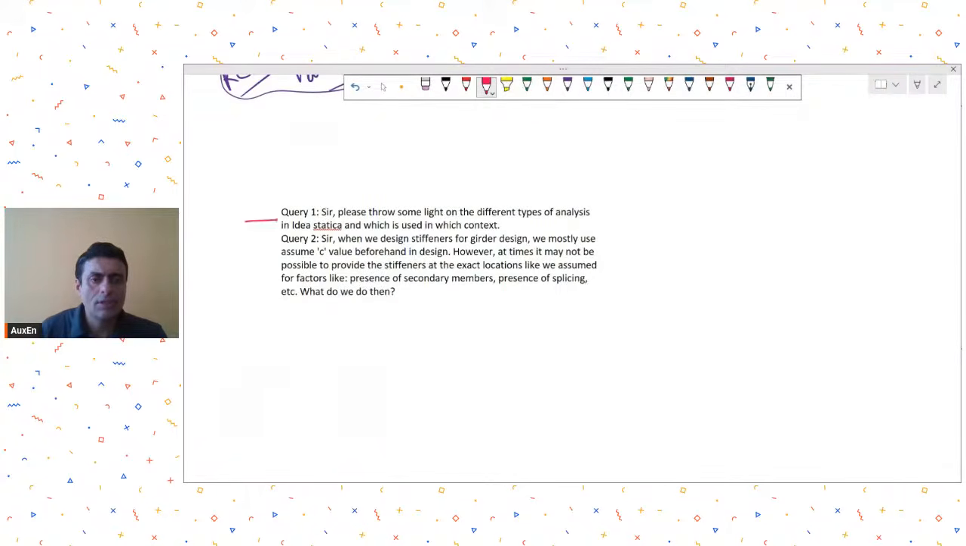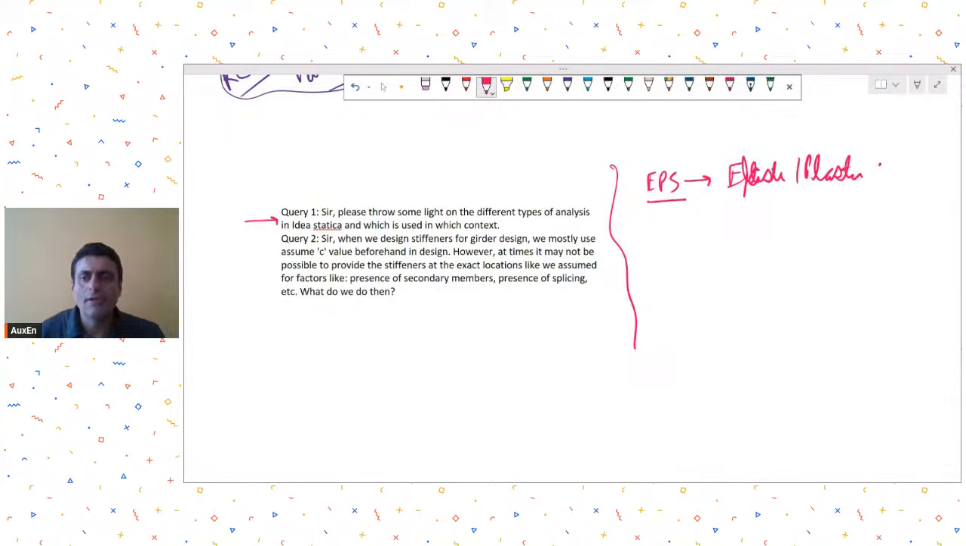So there are different options available in Idea Statica, different analysis options. One is this, I think, EPS analysis option, which is the elastic plastic stress strain analysis. So this is your default option. Normal analysis you can do through this option, EPS analysis. Then there is this stiffness analysis option in Idea Statica.